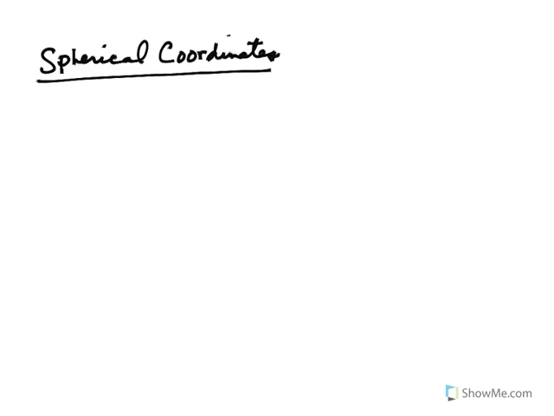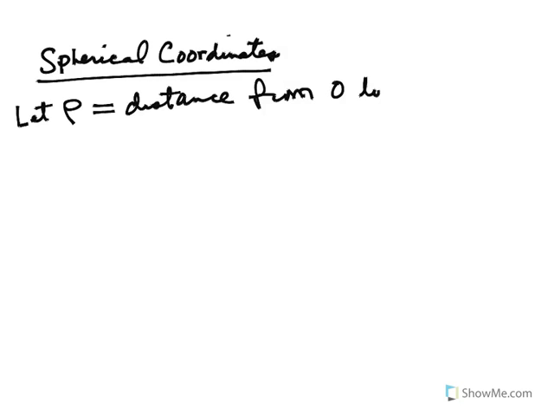So the last set of coordinates that I'm going to go over in this video are what are called spherical coordinates. Spherical coordinates require us to introduce some more quantities. The first quantity I'm going to introduce is this distance, which is going to be called rho. I'm going to say let rho be the distance from O to P. Not O to Q, it's O to P.